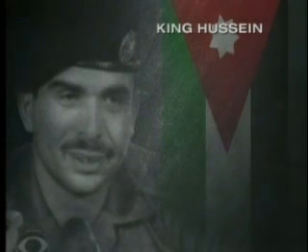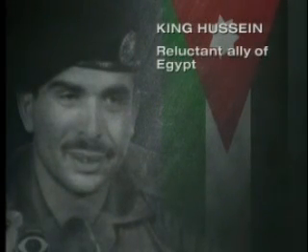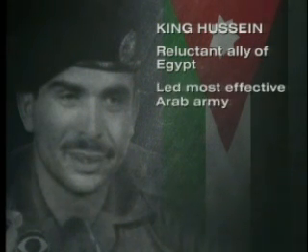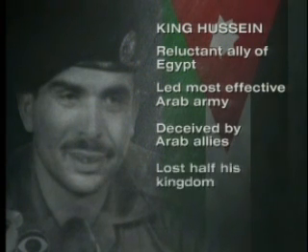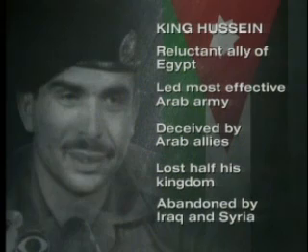Jordan's King Hussein was Egypt's reluctant ally, afraid of being the odd man out among the Arab nations. He led the most effective Arab army, but was deceived by his allies, losing half his kingdom as he was abandoned by Iraq and Syria.